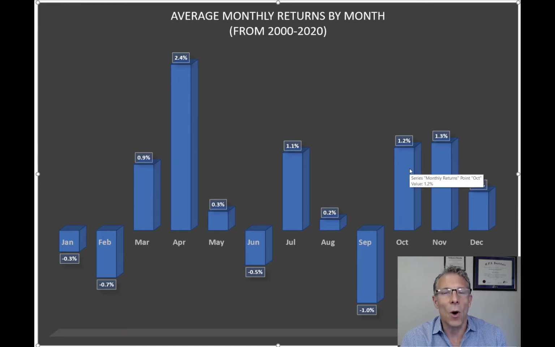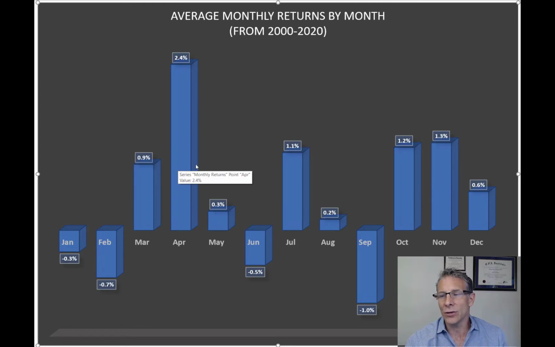And I know October always seems to be a troublesome month because we've had a couple big sell-offs in October over the years. But October and November are actually pretty good months. So let's take a look at another way to look at this chart.